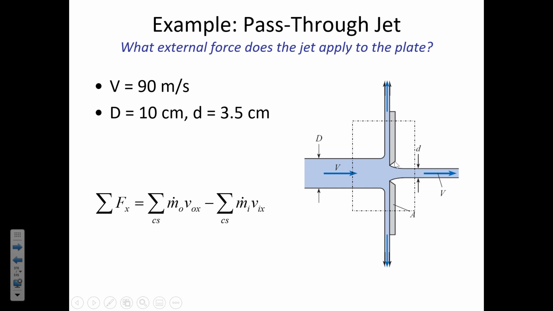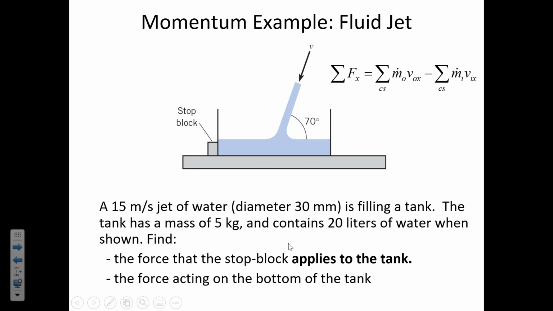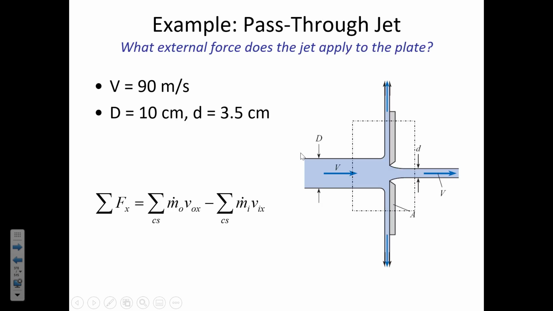what force is required to hold the system steady, and then the equal and opposite of that force is the external force that the jet applies to the plate. So now, this question is asking you to calculate the force in x, but then it's actually asking for the opposite of that force. The last question was saying what force is required to hold the system steady. This one is saying what force does the jet apply to the system.